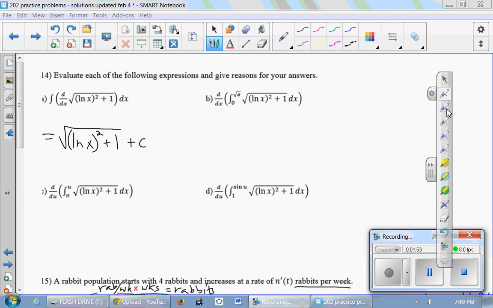Part B, derivative of integral from 0 to the square root of e of the square root of ln of x squared plus 1 dx. Okay, this is kind of a sneaky question, but really easy if you catch the trick. I'm going to temporarily ignore this integrand. It's just some complicated function.